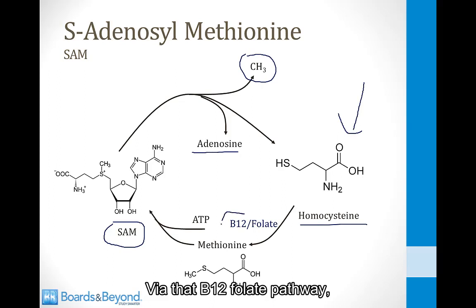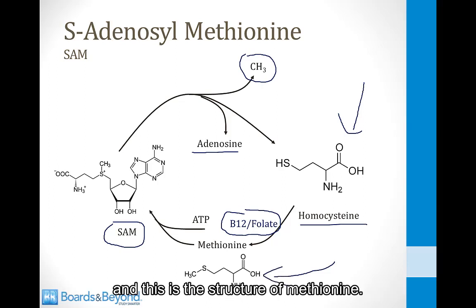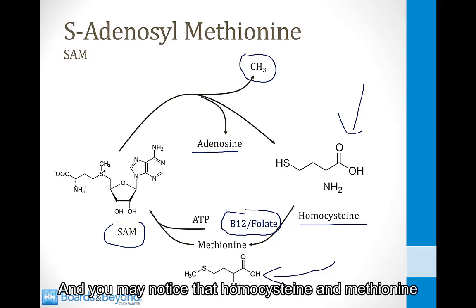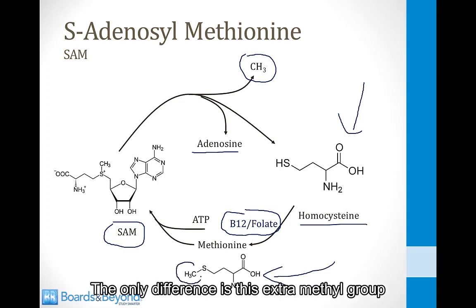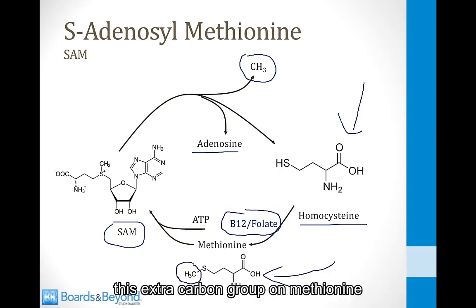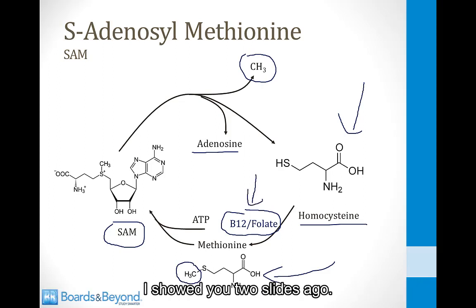Via that B12 folate pathway I showed you a few slides ago, homocysteine can be converted back into methionine, and this is the structure of methionine. And you may notice that homocysteine and methionine have almost the same chemical structure. The only difference is this extra methyl group, this extra carbon group, on methionine, and that carbon group comes from that B12 folate pathway I showed you 2 slides ago.